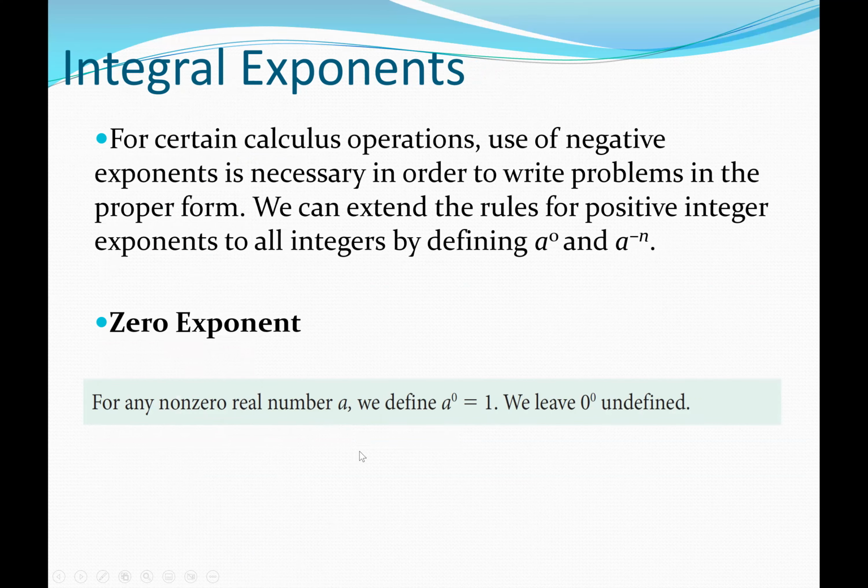Now here we say for certain calculus operations, the use of negative exponents is necessary in order to write problems in the proper form. Now we can extend the rules for positive integer exponents to all integers by defining a to the power 0 and a to the power negative n. So we also have the zero exponent rule. Now, as we said earlier, any base raised to the power 0, the answer is 1.